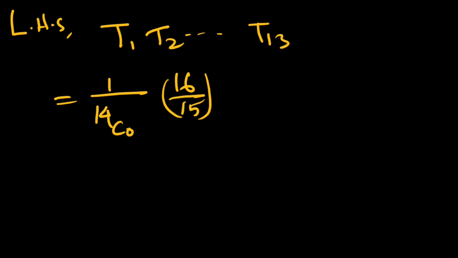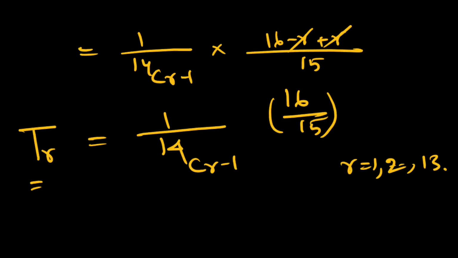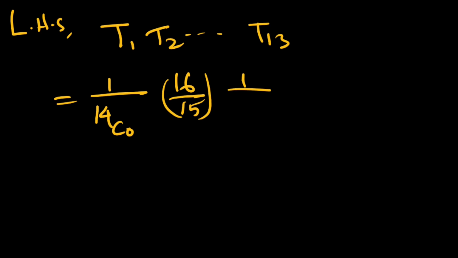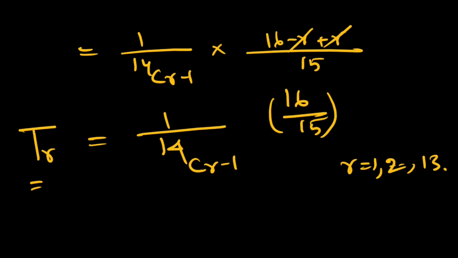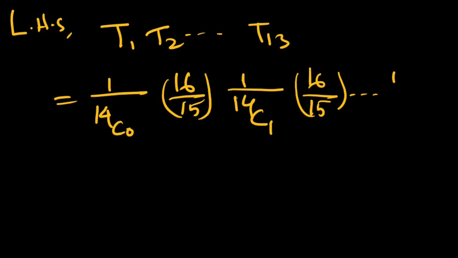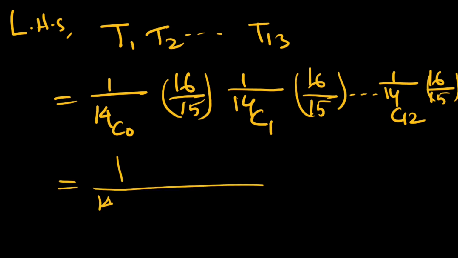When we put r equal to 2, we get 1 over 14C1 times 16 by 15, and so on up to T13. When you put T13, that is 1 over 14C12 times 16 by 15. Therefore, we write 14C0 into 14C1 up to 14C12, and 16 by 15 appears everywhere. So how many times? 13 times, so 16 by 15 power 13.